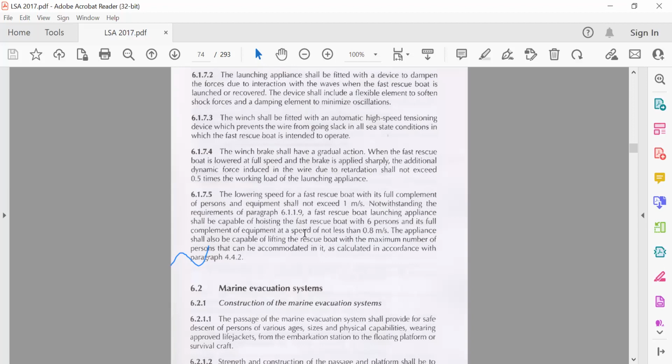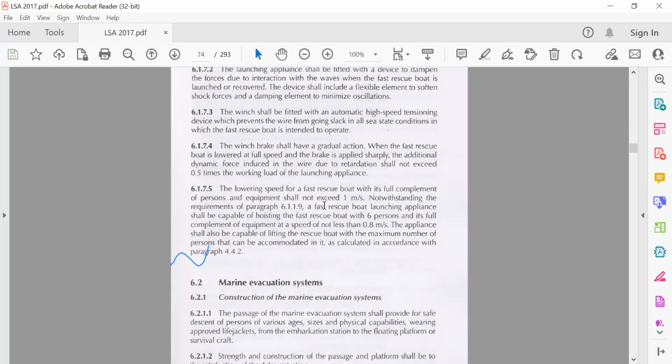So what is this trying to say? Saying if there is an additional force that will be added on this brake, on the launching appliance, it should be in such a way that it does not exceed 0.5 times the working load of such launching appliance.